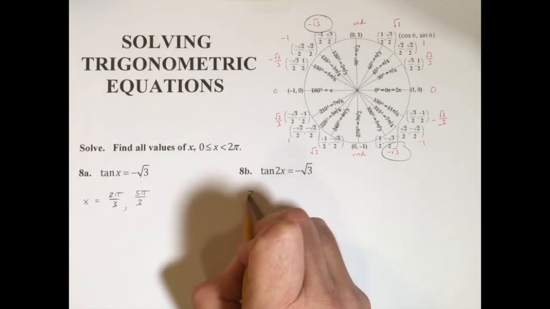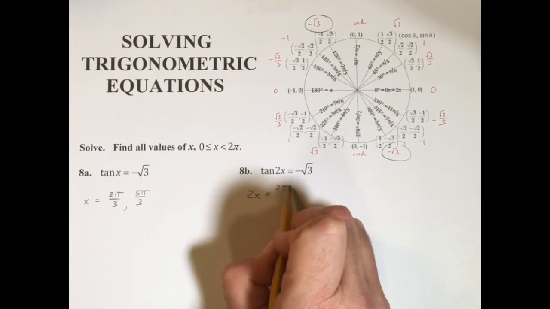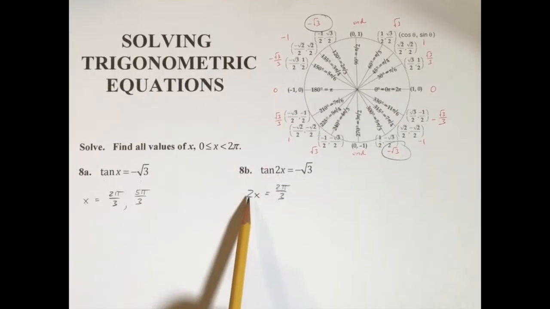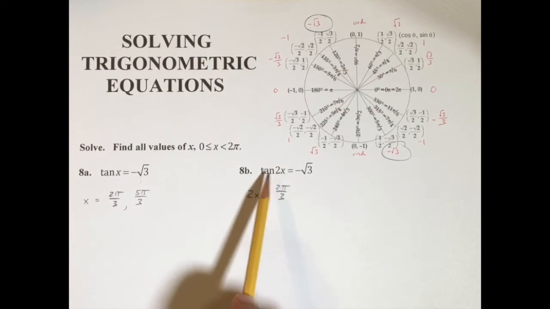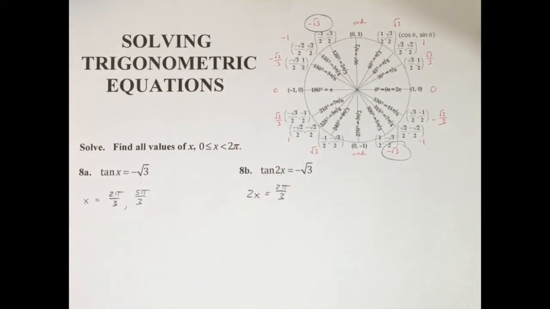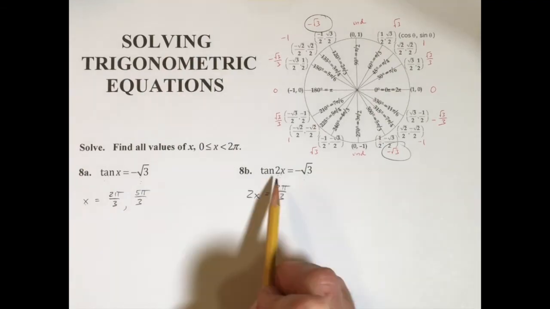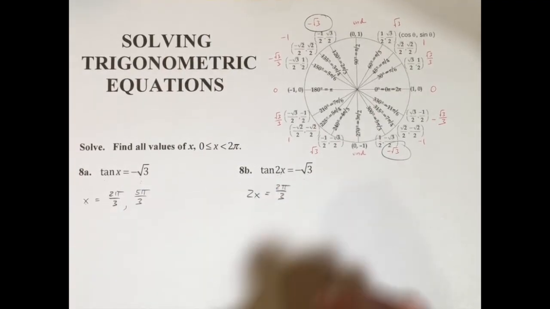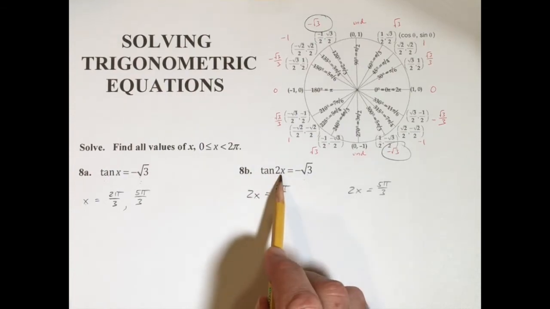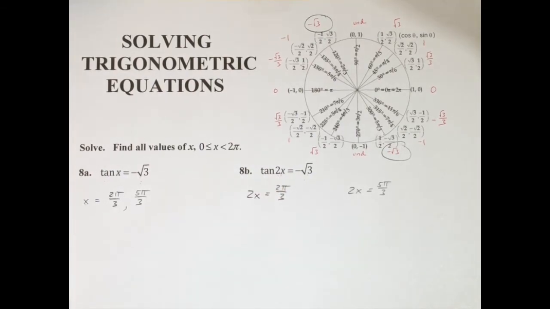Over here, I'm going to say 2x can equal 2 pi over 3. Because if I replace 2x with 2 pi over 3, tangent of 2 pi over 3 equals negative radical 3. This 2x can also equal 5 pi over 3. To get twice as many answers, we're going to spin around the unit circle 2 complete times, and I'm going to count by pi over 3s.